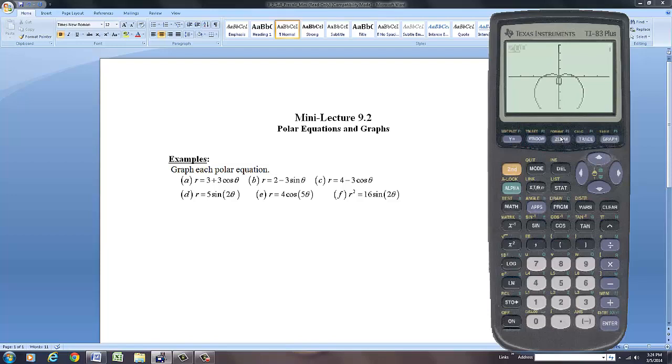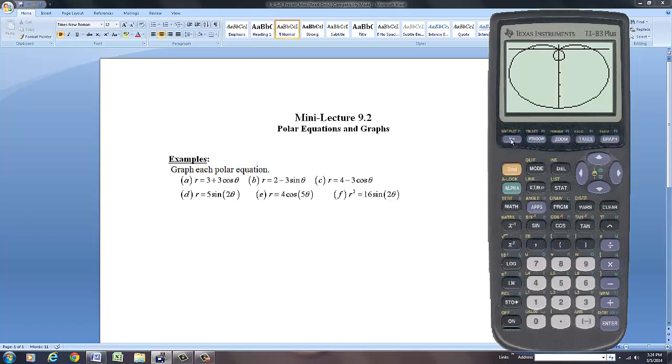And notice again, if I go to zoom 7, I get a similar thing. This is referred to as a Limacon. It has an inner loop. I don't get the whole graph here, you can't see it, so if you want to, you can go to zoom and scroll down to the next one, zoom fit, hit enter. And it fits the graph to the screen.